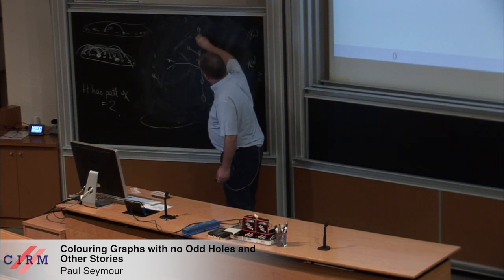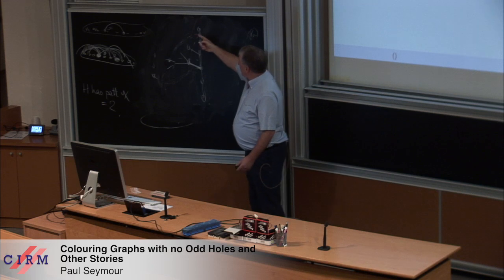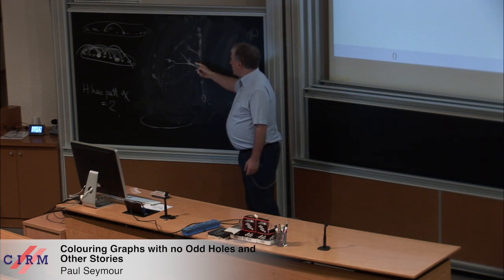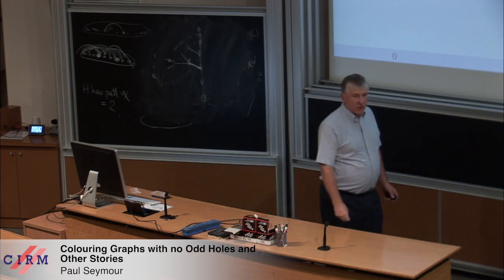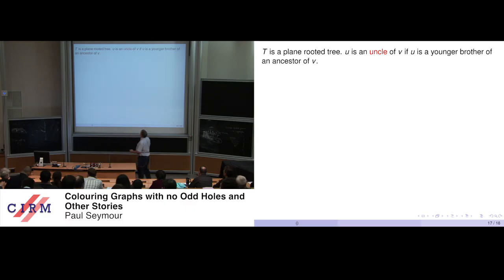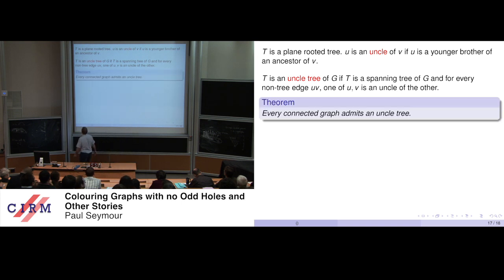It must be that the non-tree edges go to people that are adjacent to the path via a tree edge. All the non-tree edges, the left end is adjacent to the path by a tree edge. And that's what I mean by an uncle tree. So it's a spanning tree, it's a planar tree. And for every non-tree edge, the left end is an uncle of the right end. And there's a theorem, every connected graph has an uncle tree.